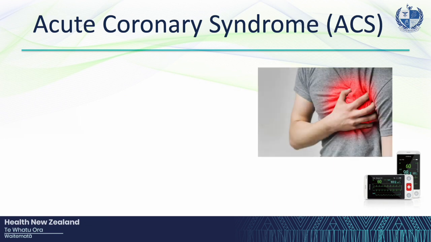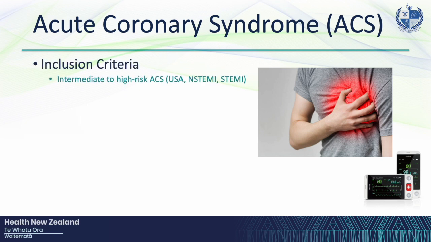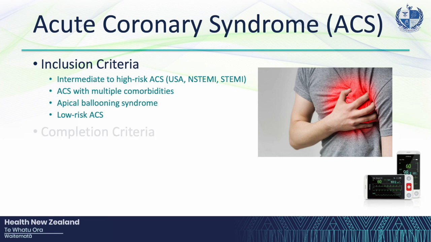Acute coronary syndrome encompasses conditions that range from unstable angina to myocardial infarction. Continuous monitoring is necessary for intermediate to high-risk ACS, including non-ST elevation and ST elevation MI, as it helps in early detection of irregular heartbeats and ischemic changes, guiding further treatment. Patients with multiple comorbidities are at increased risk of adverse cardiac events and benefit from prolonged monitoring.